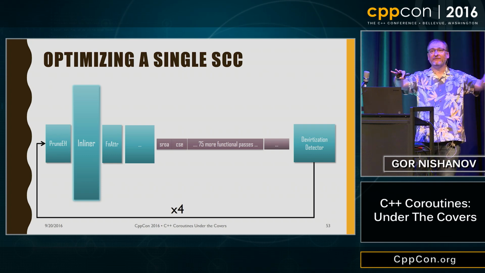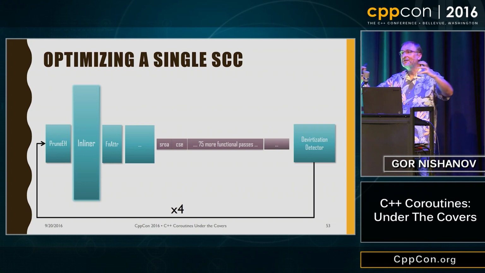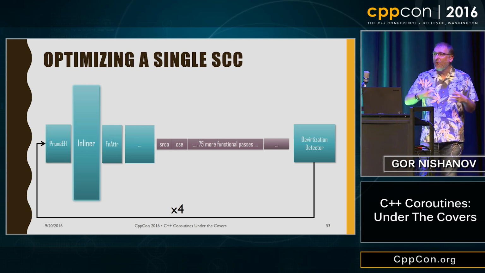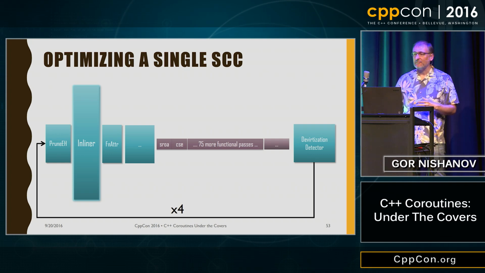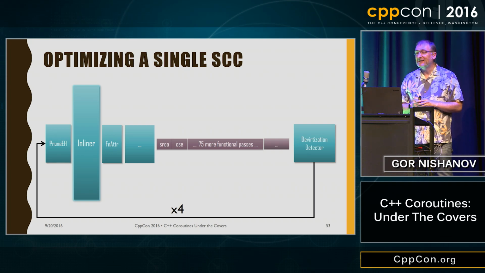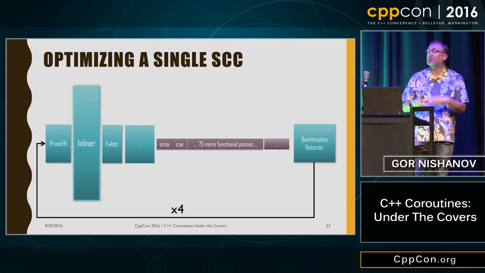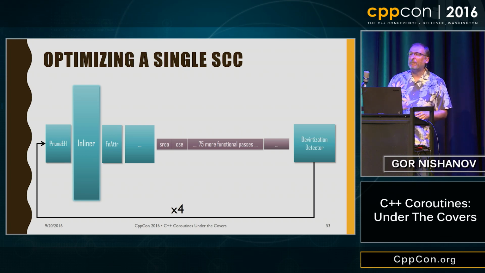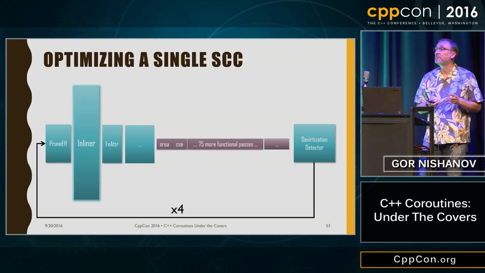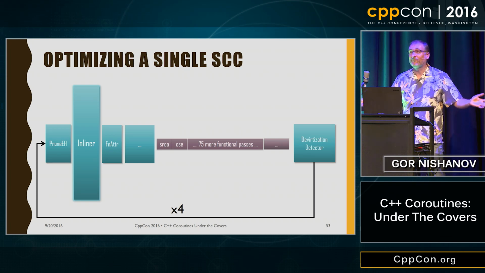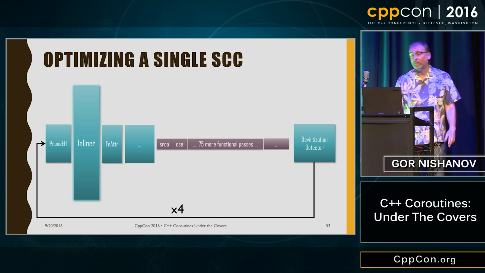We're at the leaf. We shrink the functions, and we see, can we inline something in? Once we inlined, we will go and clean up the function. At the very end, there is a devirtualization detector. So if any of the indirect calls were turned into direct calls, it will restart the pipeline for the same function from the beginning. It can do it up to 4 times, configurable, but the default is 4.